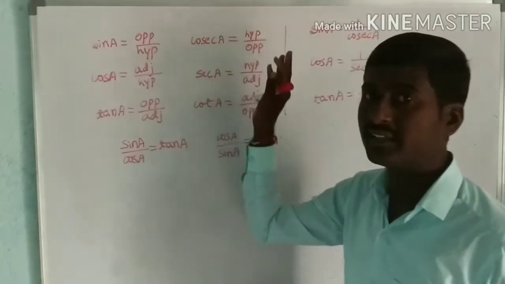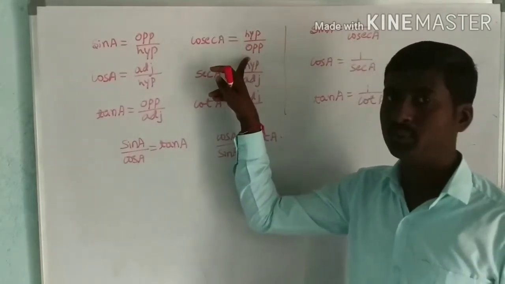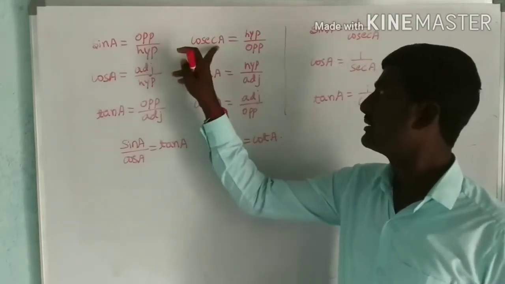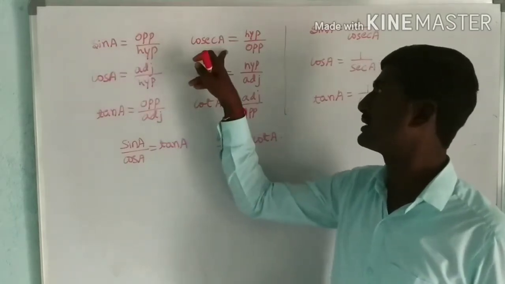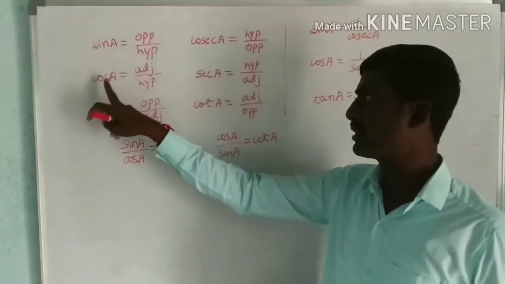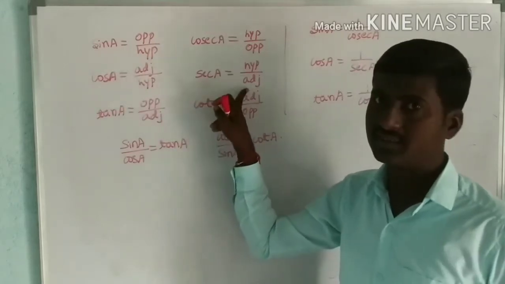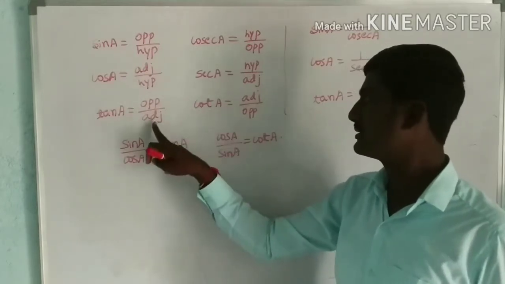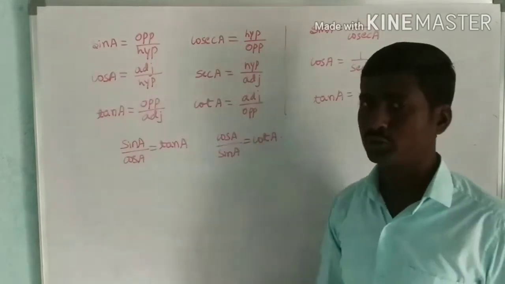Then another 3 are there, reciprocals. Cosec A is nothing but hypotenuse by opposite, sec A is nothing but hypotenuse by adjacent. So here cosec A is a reciprocal of sin A. So here sin A is opposite by hypotenuse. Cosec A will be hypotenuse by opposite. Similarly, sec A is a reciprocal of cos A. So sec A is equal to hypotenuse by adjacent. So cot A is a reciprocal of tan A. So cot A is equal to adjacent by opposite. These are the 6 trigonometric ratios.